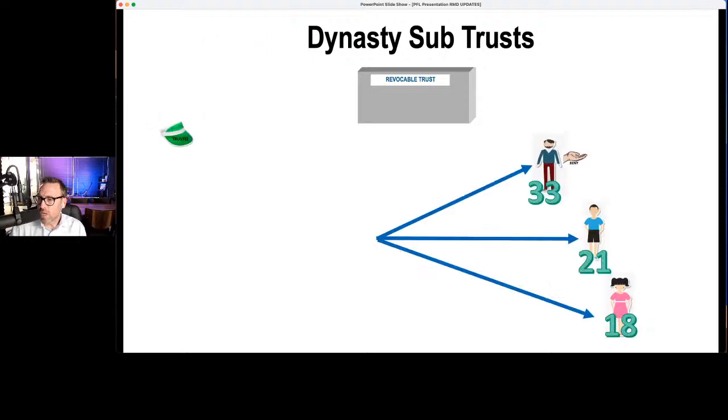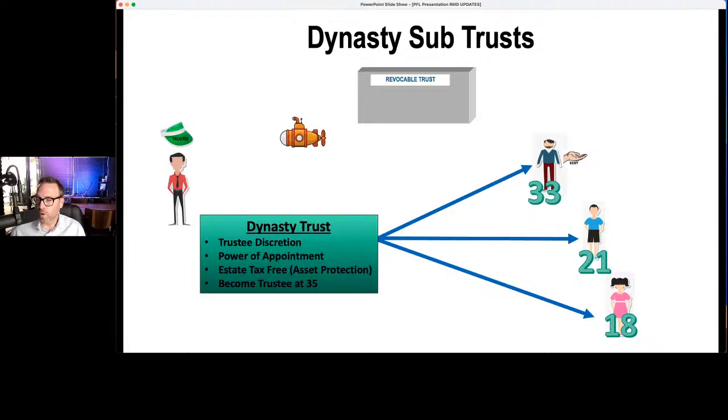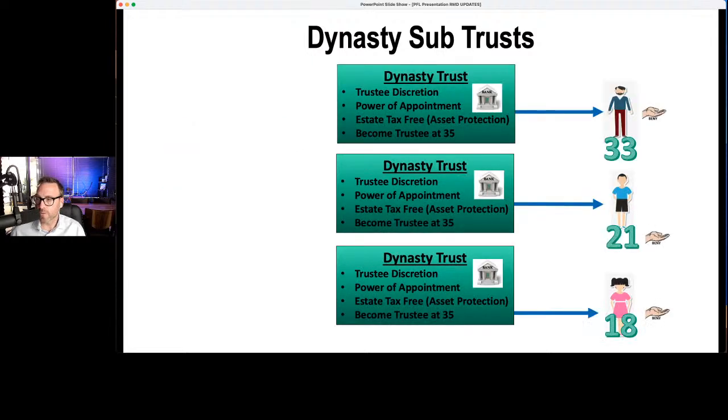Okay, so here's how it works if you have beneficiaries of different ages. In this scenario, we have 3 kids, 18, 21, and 23. The terms of the Dynasty Trust say that they get to become the trustee at age 35. So what will happen is the trustee is going to create a separate Dynasty Trust for each beneficiary. So they'll each get their share of the inheritance in their trust. And then they can choose how to invest it depending on what their needs are.